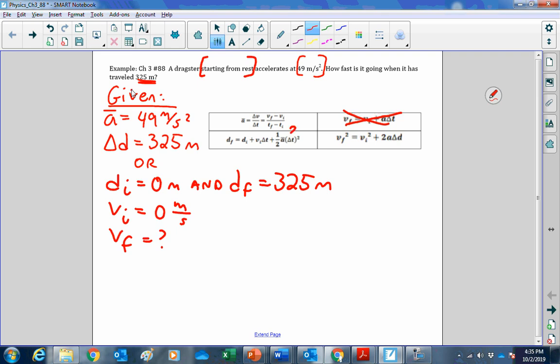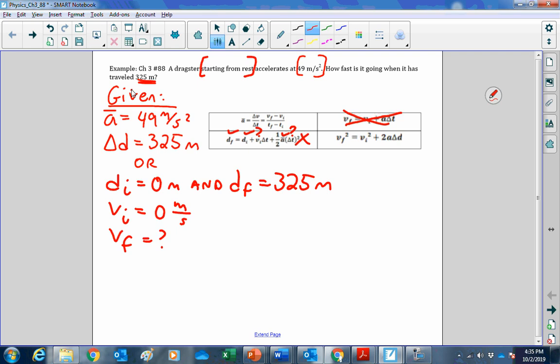Also because we don't have time, we can't use this one because we've got 2 question marks here. I've got this stuff, but I would have 2 unknowns, so this guy's out. So then this one's looking pretty good.